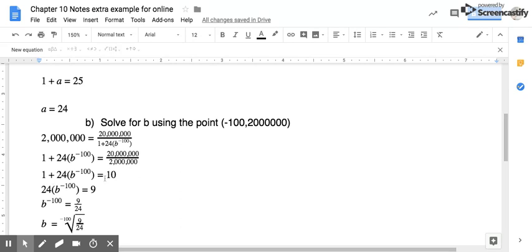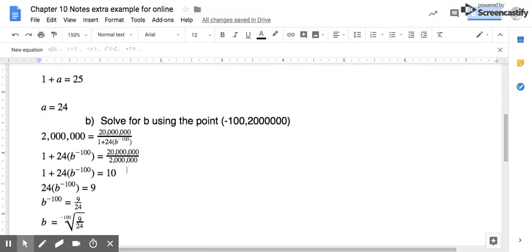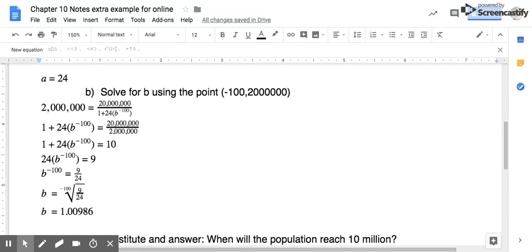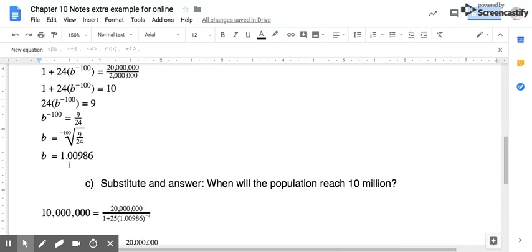I'm going to have 20 million over 2 million, which is 10. Subtract 1 from both sides. I'm left with 24b to the negative 100 equals 9. Divide both sides by 24. And then I'm going to take the negative 100th root of 9 over 24, and I get 1.0096.